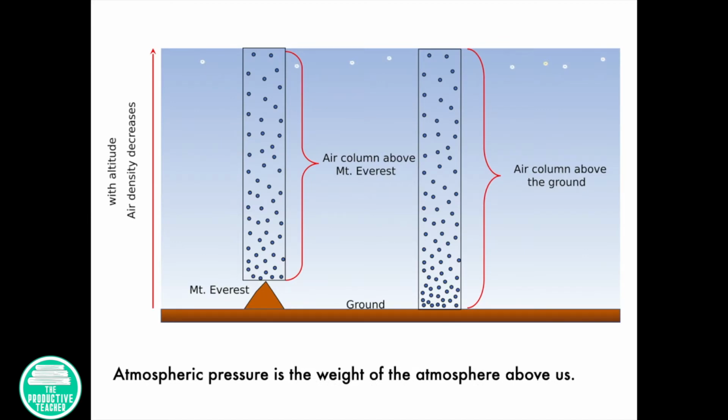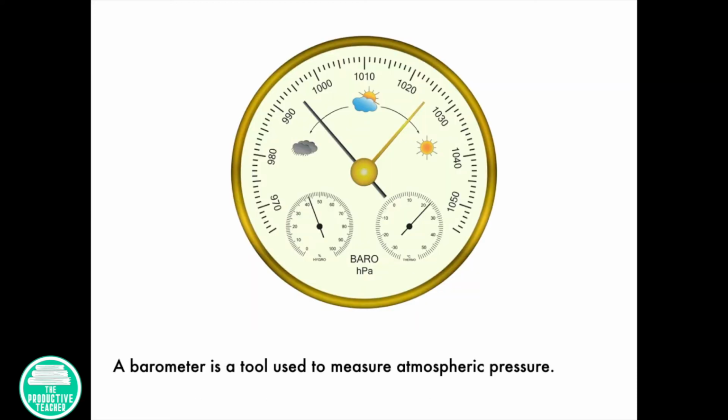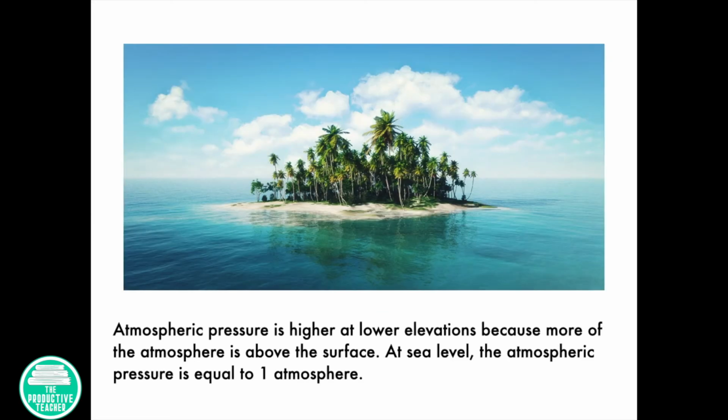Atmospheric pressure is the weight of the atmosphere above us. Meteorologists measure atmospheric pressure in atmospheres, millibars, and inches of mercury. 1 atmosphere is equal to 1,013.25 millibars, or 29.9 inches of mercury. A barometer is a tool used to measure atmospheric pressure.